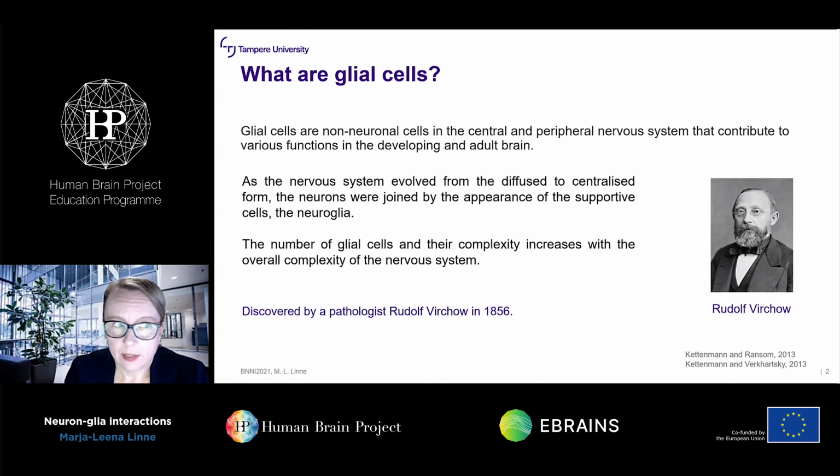So what are glial cells? Glial cells are non-neuronal cells in the central and peripheral nervous system that contribute to various functions in the developing and adult brain. And what is important to notice is that as the nervous system developed through evolution from a diffuse system to a more centralized form, like we have now in rodents, mammals and humans, the neurons were joined by the appearance of the supportive cells, so to say, the neuroglia.